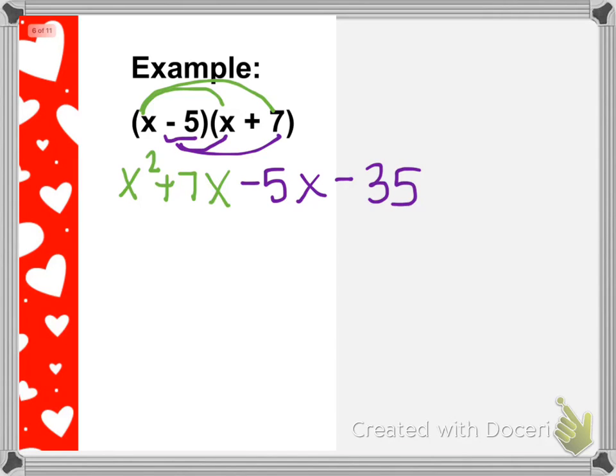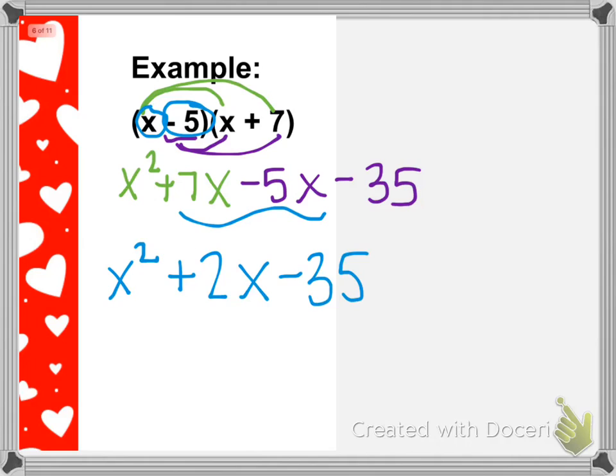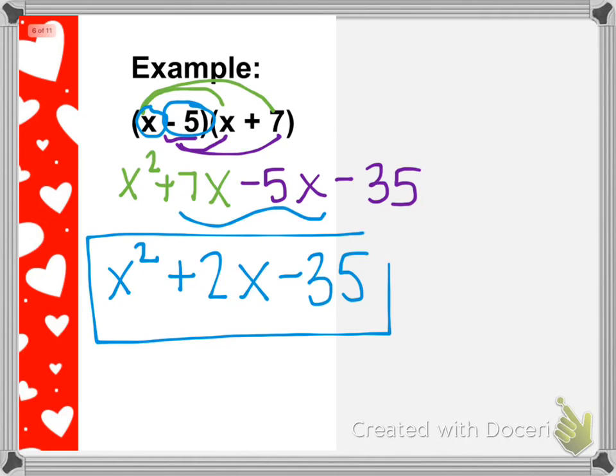Again, once you've distributed both terms, so I double distributed. I distributed the x, and then I distributed the negative 5. Once that is done, combine like terms. My two middle terms match. So the x squared stays the same. 7x minus 5x is a positive 2x, and then minus 35. Again, my final answer is three terms in descending order, squared to the first and then constant.